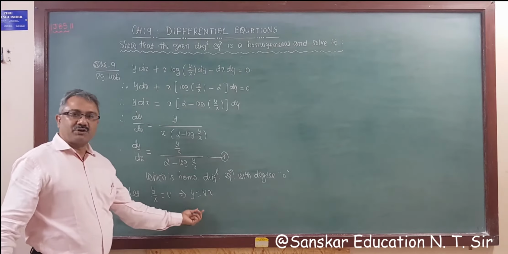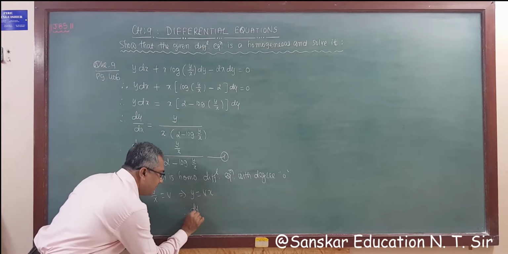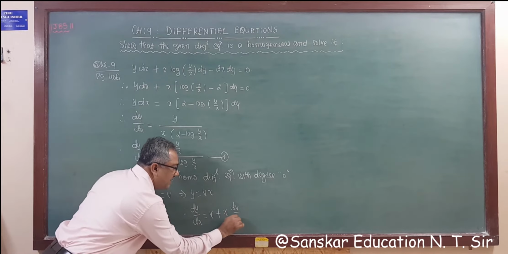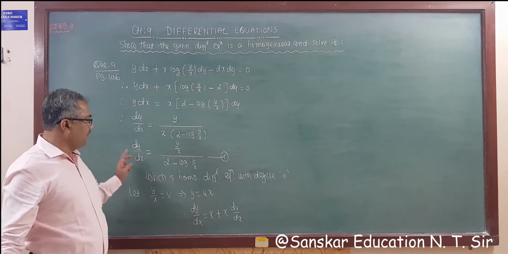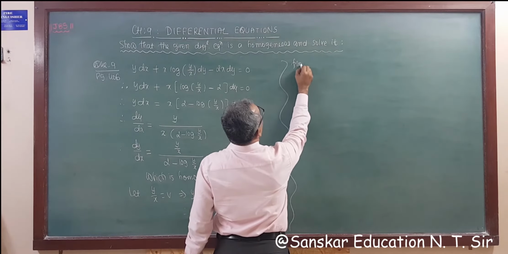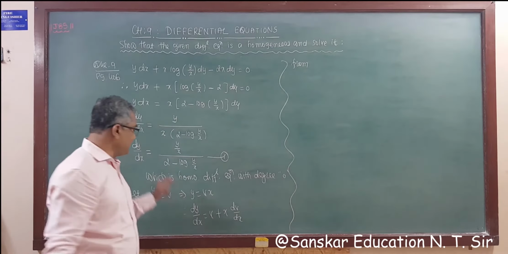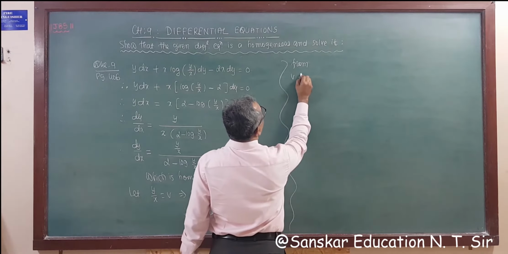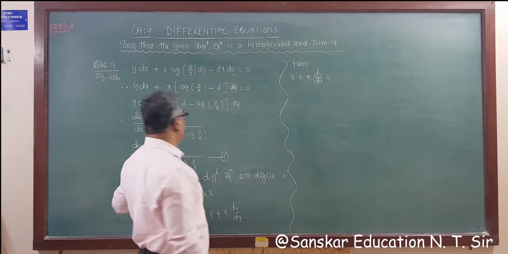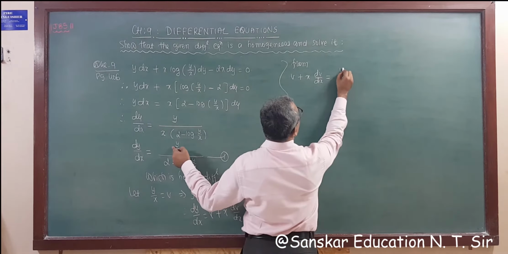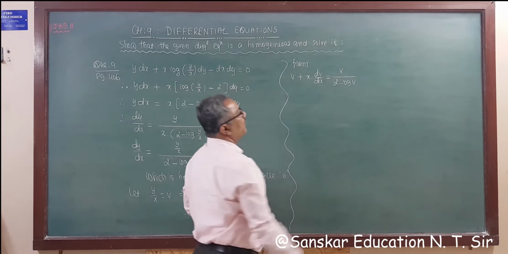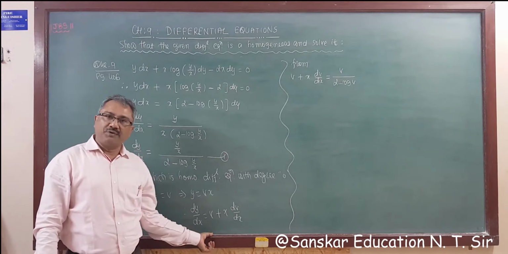Now differentiating with respect to x, we will get dy/dx is equal to v plus x dv/dx. So substituting this value in 1, from 1 we get dy/dx is v plus x dv/dx. So v plus x dv/dx is equal to y by x, which is v, whole upon 2 minus log v.